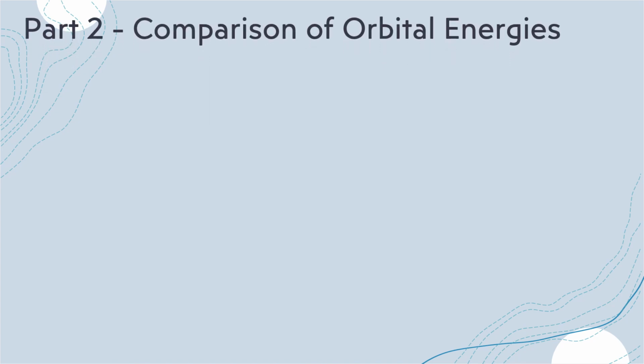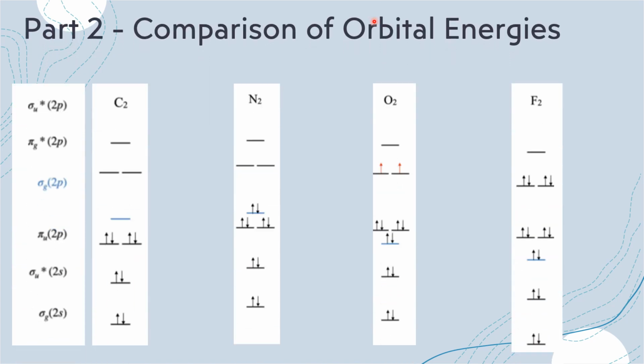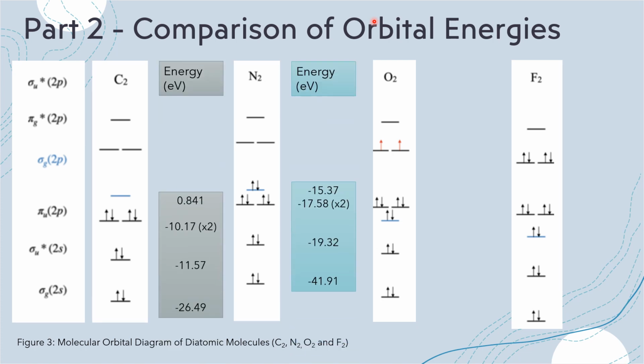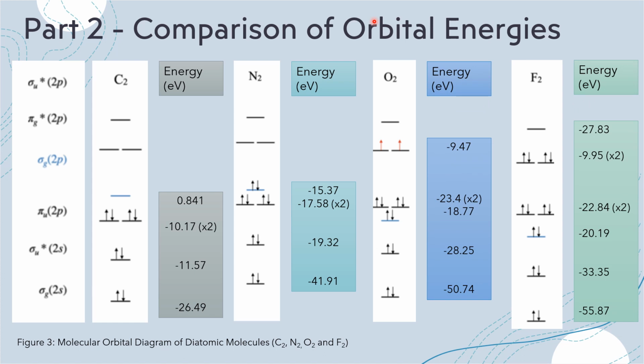In Figure 3, you can see the molecular orbital diagrams for the 4 diatomic molecules. And using Orca, the appropriate energy levels for each orbital were assigned, as you can see. The data collected from the calculation suggests that the energies obtained from the molecules agree with the molecular orbital diagrams, and as you can see, they have all been assigned.